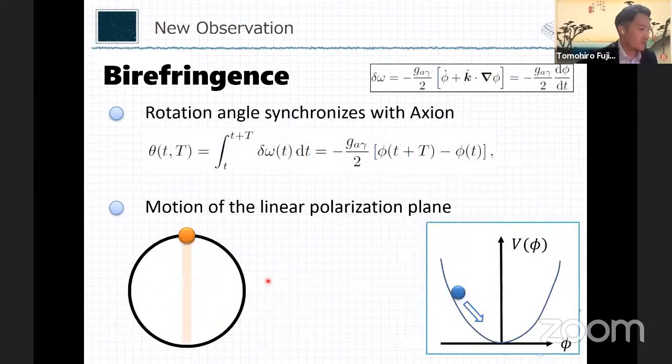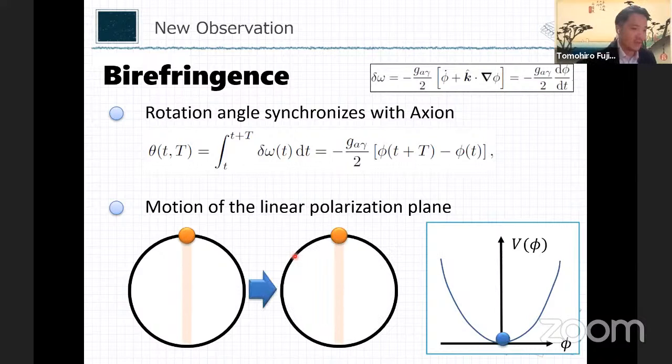Okay, here's our animation. Look here. Without axion in the vacuum, the photon is just propagating, and a linear polarized photon looks like this, just a linear polarization. But if you turn on the axion-photon coupling, and of course I made an assumption that the axion is dark matter, so it's oscillating around its potential, then what happens is that this linear polarization plane gradually rotates.